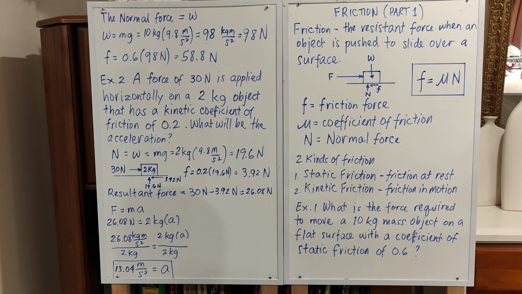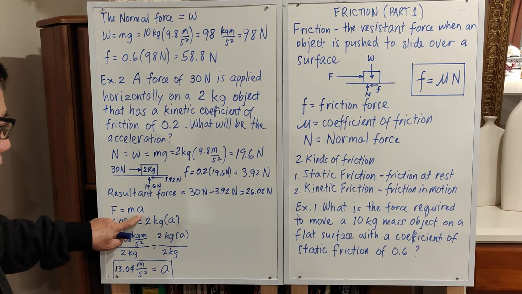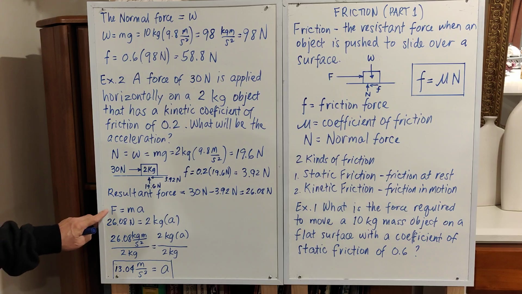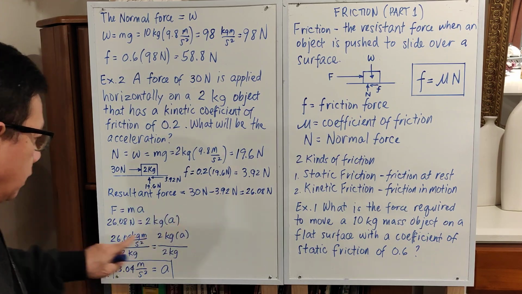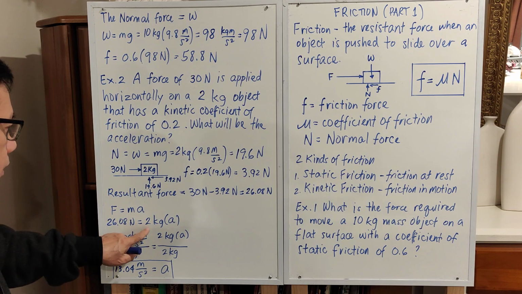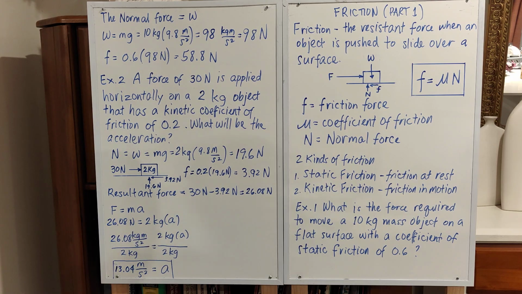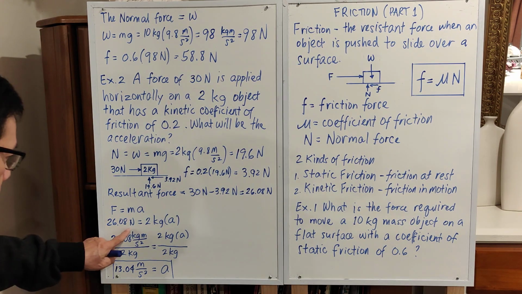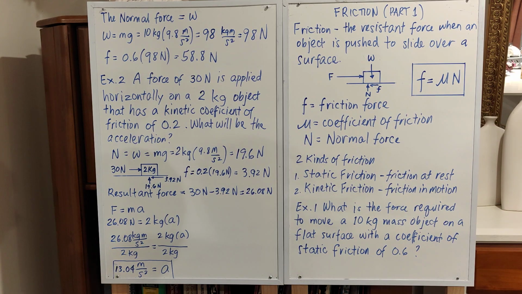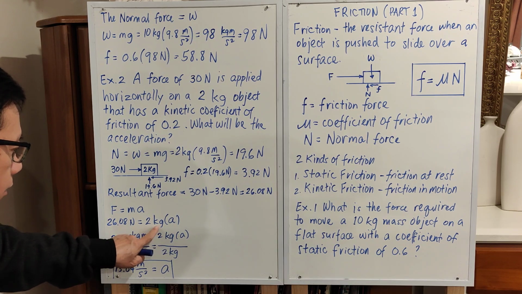Since we know the resultant force, we can now compute for the acceleration because we know the mass of the object. So the resultant force, which is 26.08 newtons, equals the mass of the object, 2 kilograms, times acceleration, which we don't know yet. So we convert newtons into kilogram meters per second squared. So we need to solve for A.